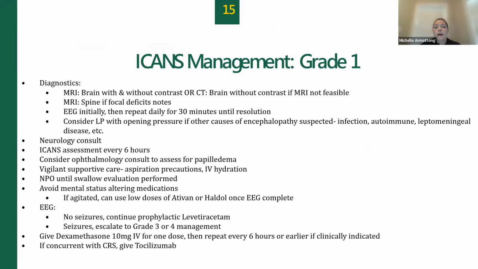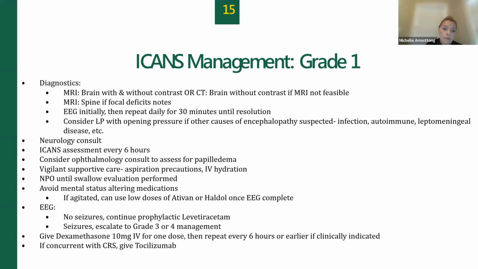So grade 1 ICANS management. First off, once you see that a patient's starting to have any issues with their neuro status, you're going to start with diagnostics: MRI of the brain with and without contrast, or a CT of the brain without contrast if the MRI is not feasible. A lot of times these patients, when they're just starting off, are not so confused that they can't follow instructions, so they're still able to lie still and perform the MRI. But most of the time, patients are agitated, confused, and don't sit still long enough to be able to get really good, clear imaging. If you happen to notice any focal deficits, get an MRI of the spine.